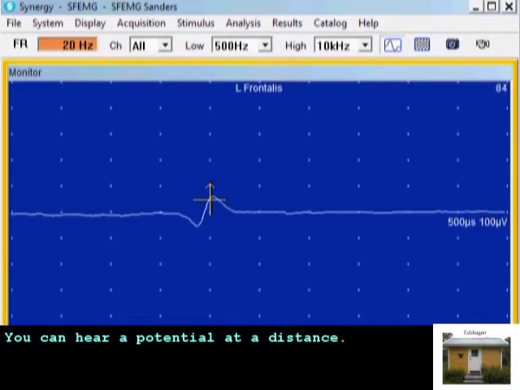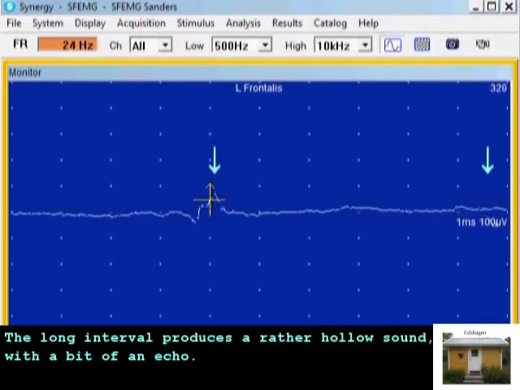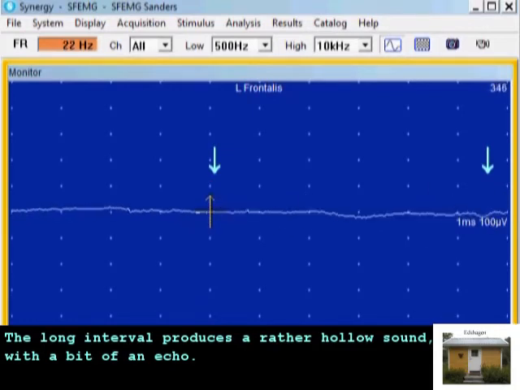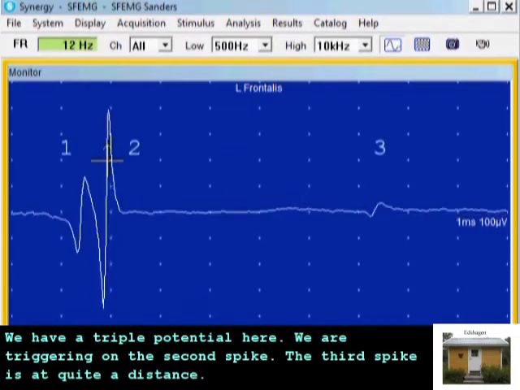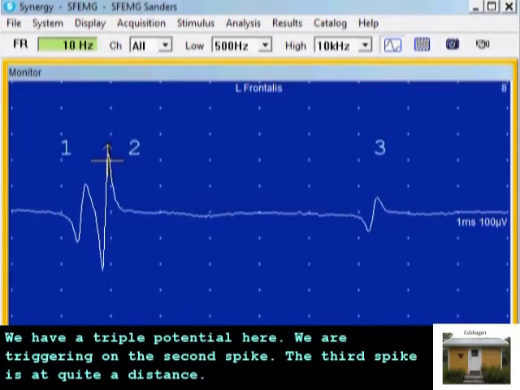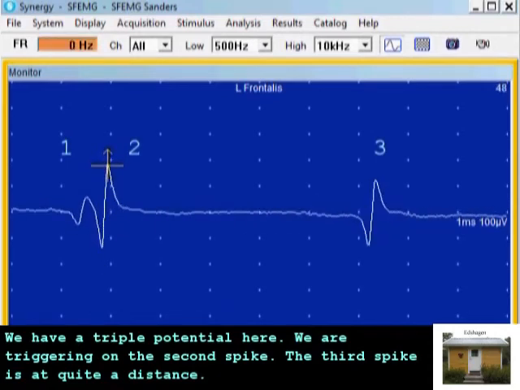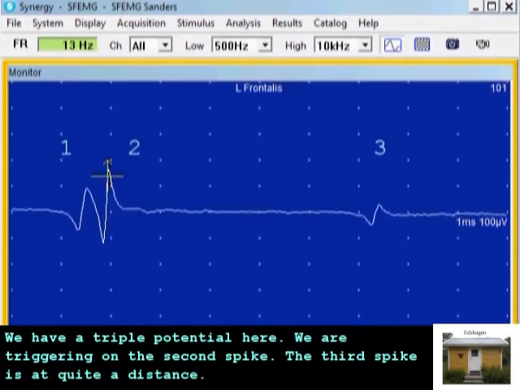You can hear a potential at a distance. There it is. The long interval produces a rather hollow sound with a bit of an echo. We have a triple potential here. We're triggering on the second spike. And the third spike is at quite a distance.